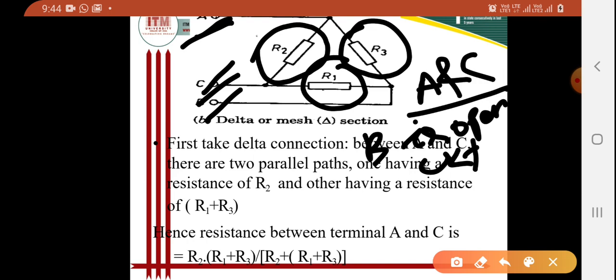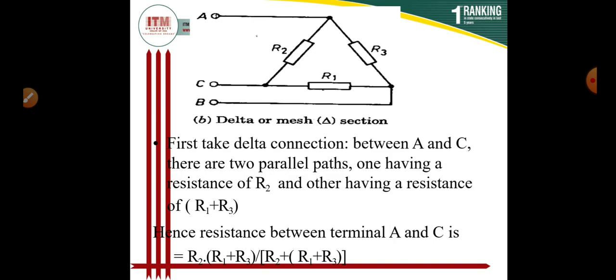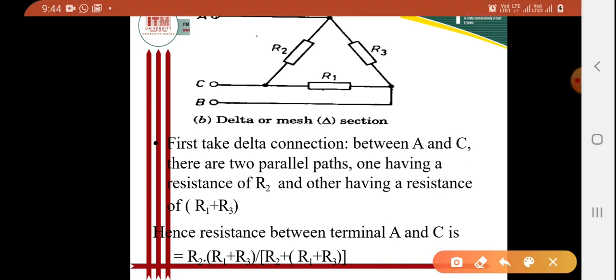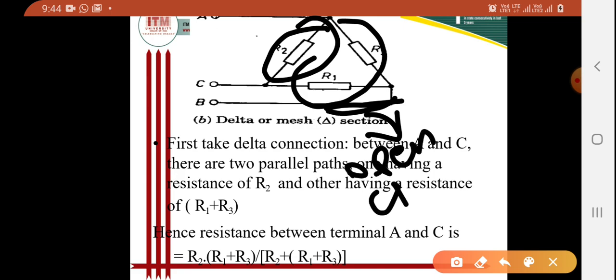So when we are analyzing between A and C, there are two parallel paths here now, because B is open. One parallel path has resistance R2, and the next parallel path has resistance R3 plus R1, or R1 plus R3, clear, because this will be open circuited.